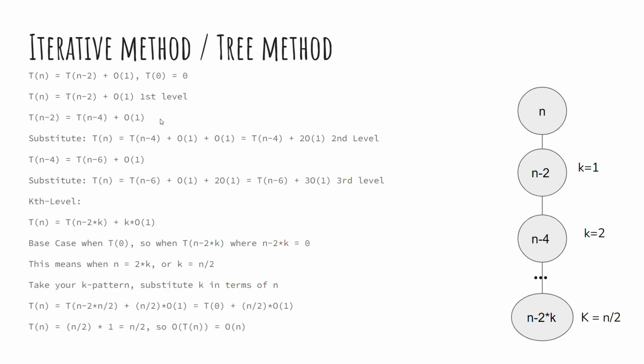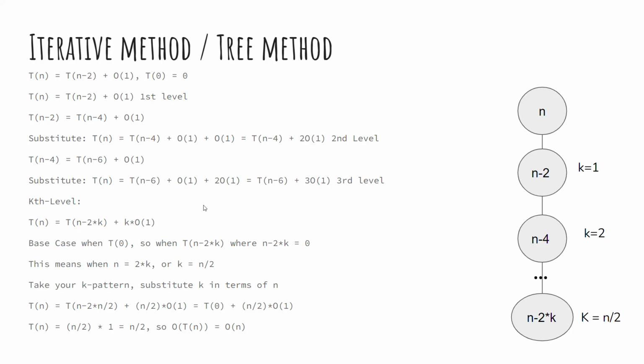This is the first level, and then we break this down into T of n minus 4 plus big O of 1. Now we know T of n minus 2 is equal to T of n minus 4 plus big O of 1, right? So we substitute this value into the equation, and we get T of n is equal to T of n minus 4 plus big O of 1 plus big O of 1, which gives you 2 times big O of 1, and this is the second level. Similarly, on the third level you'll get T of n is equal to T of n minus 6 plus 3 times big O of 1.